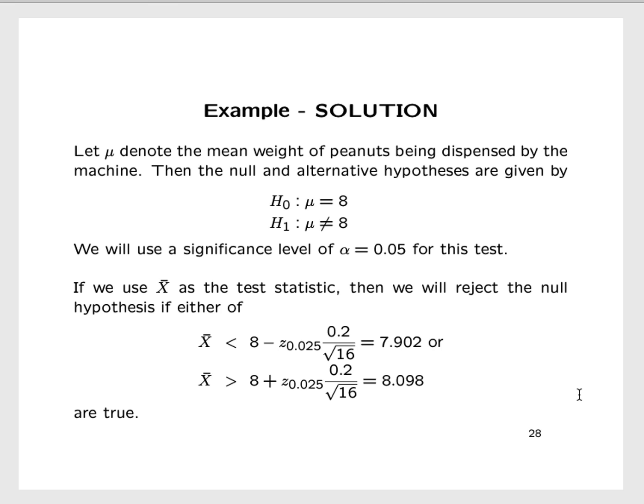The mean weight of peanuts being dispensed is not equal to 8 ounces. Now we will use x bar as the test statistic, with a significance level of alpha equal to 0.05. We can use either the sample mean or the standardized version as the test statistic. If we use x bar, then we will reject the null hypothesis if either x bar is less than 7.902 ounces or if x bar is greater than 8.098 ounces.